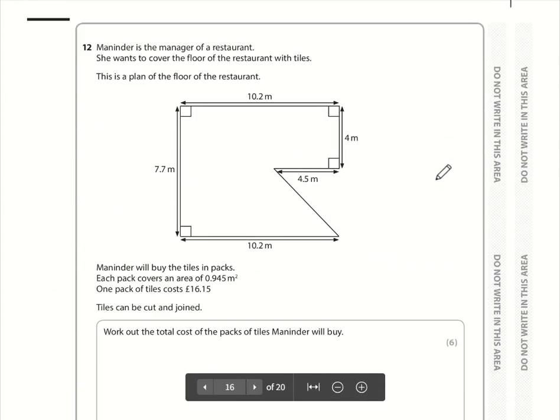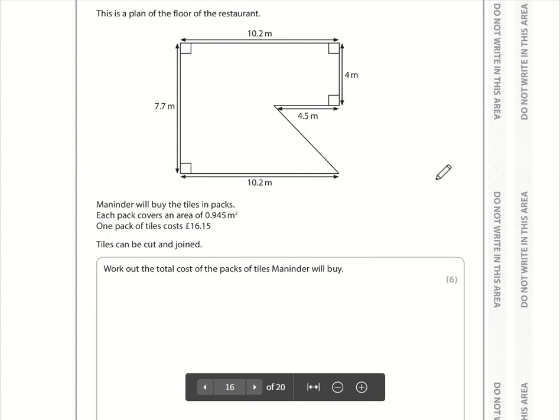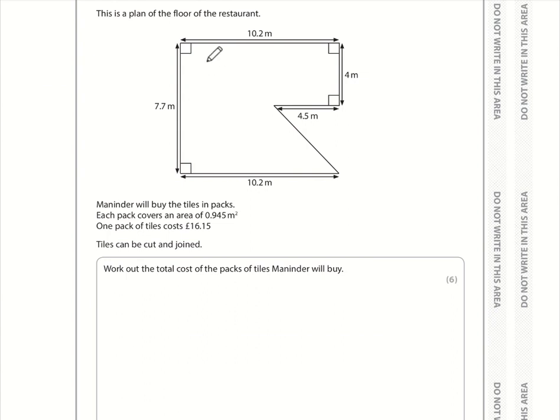Okay, and on to question number 12. So what I'm going to do here, first of all, is work out the area of the restaurant. So there's no magic formula for a weird shape like this, so we need to cut it into smaller shapes, which is a rectangle and a trapezium. So the rectangle, that's nice and easy. That is 10.2 multiplied by 4, that is 40.8 square meters.